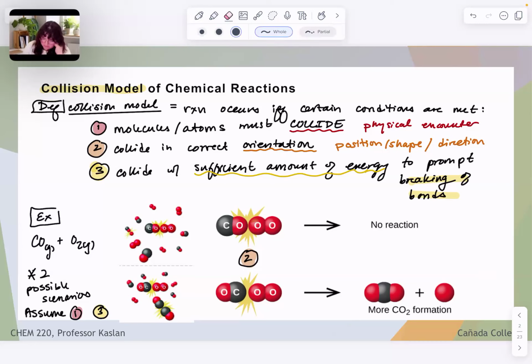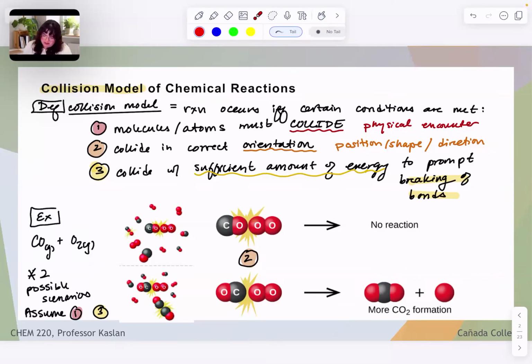So if we're going to form CO2, what we need to do is be oriented in a way that when we collide with enough energy to sever the bond between our oxygen atoms, we result in an actual three-dimensional shape that creates CO2, where CO2 is a carbon flanked on either side by oxygen atoms.